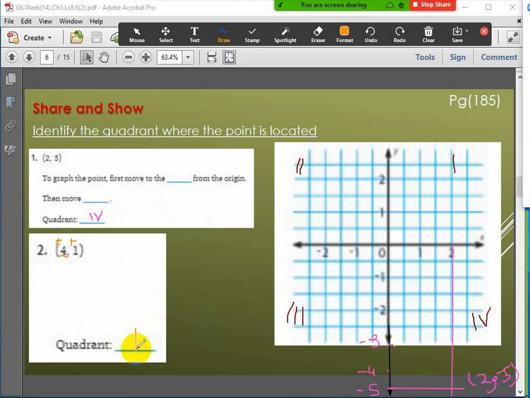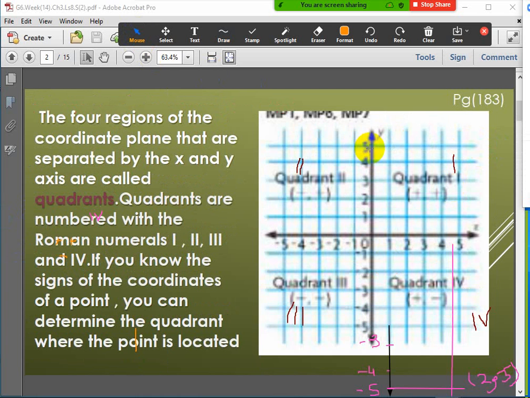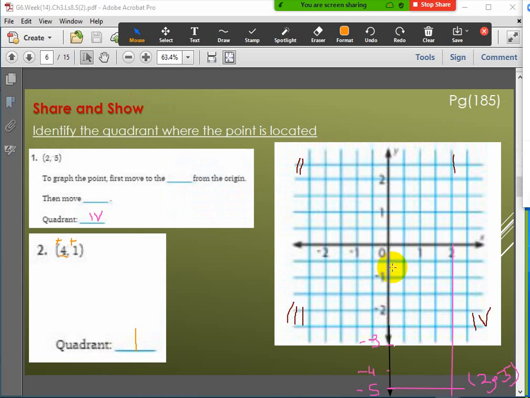That means this point will be in quadrant 1. Because on Thursday we talked about the quadrants, and I told you quadrant 1 has the x positive and the y positive also. That's why this point is located in quadrant 1. Okay?